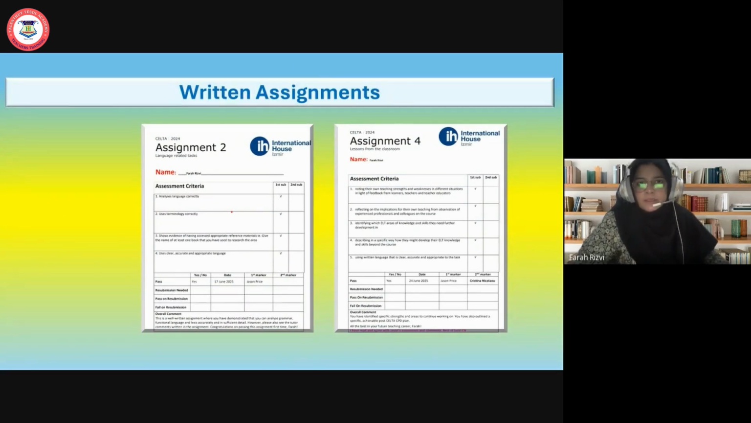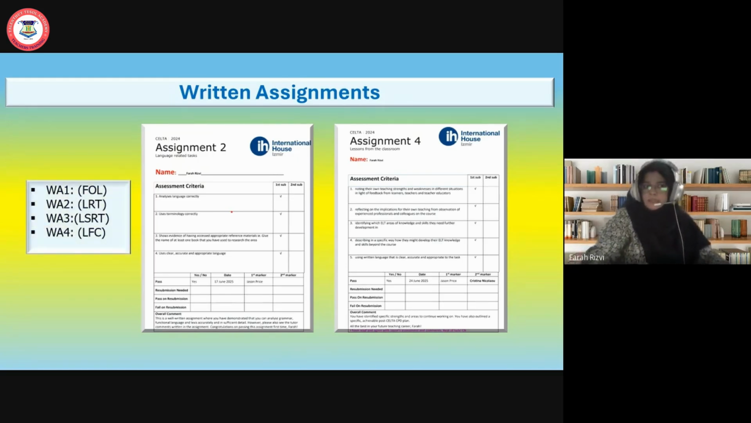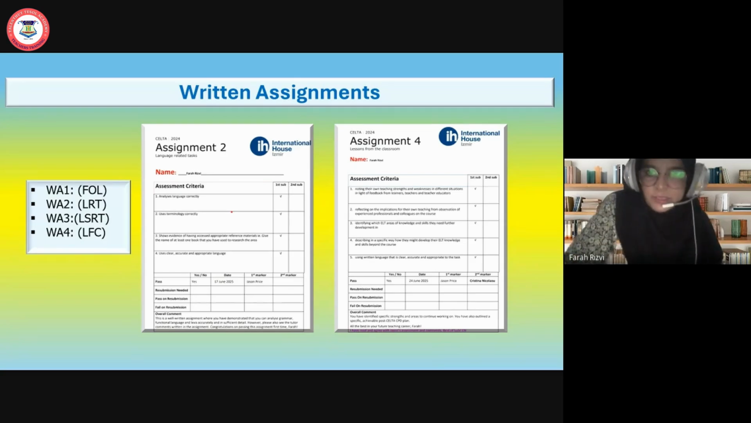Written assignments, the third most important structure of CELTA. These written assignments are not academic essays. These are reflective essays. It includes 4 assignments. Assignment number 1, FOL, focus on learner. LRT, language related tasks: meaning, form, and pronunciation. LSRT, language skill related tasks. You are going to talk about skills in this assignment: listening, reading, writing, and speaking.